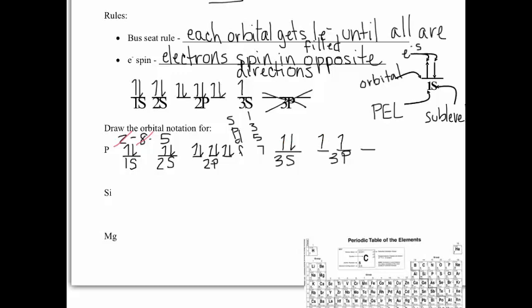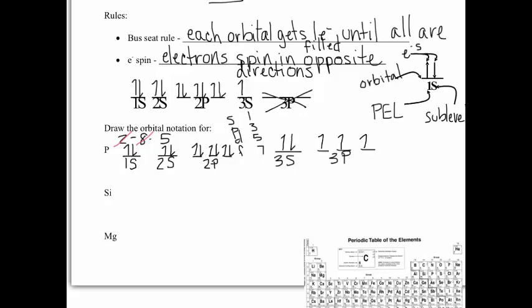3, 4, 5. Now you can see why it's important to always follow the bus seat rule. If I had just been filling the orbitals with 2 each time, you wouldn't have had these 3 electrons sitting unpaired like that. And the number of unpaired electrons becomes really important when we get into bonding. So really important that you know to fill them one at a time.